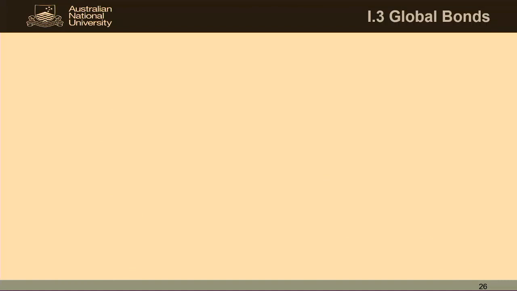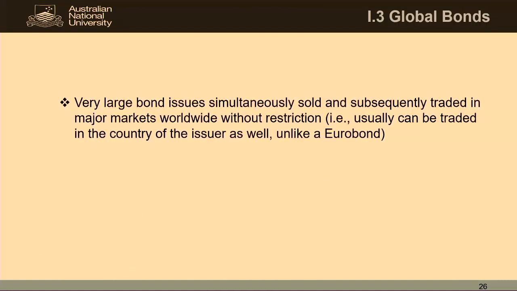And then we have something that is called the global bond. So the global bond is typically a very large bond issue that's simultaneously sold and traded in major markets worldwide without restriction. And they are usually traded also in the market of the issuer as well, which is unlike the Eurobond. The Eurobond usually is not traded in the market of the issuer, right? Okay, so that's the major difference.